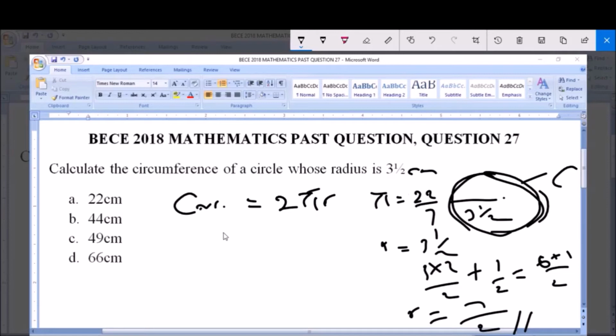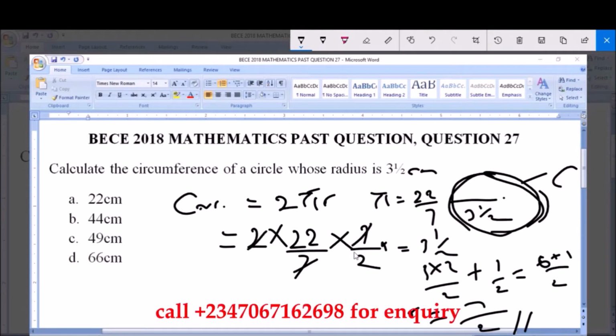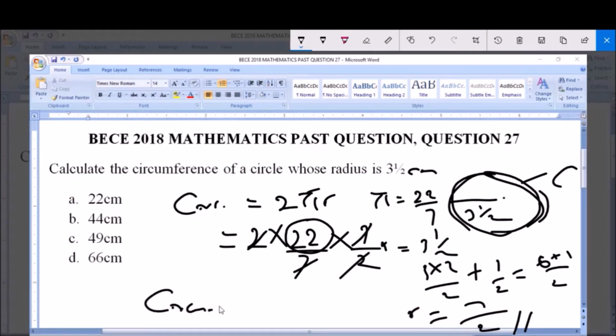Now the circumference is now equal to 2 multiplied by our pi, which is 22 over 7, a constant, then multiply by r, which is 7 over 2. Now let's cancel this 7 here, we cancel this 7, and this 2 here, we cancel this 2. We are left with this 22 here. So therefore circumference of this circle is equal to 22 centimeter.